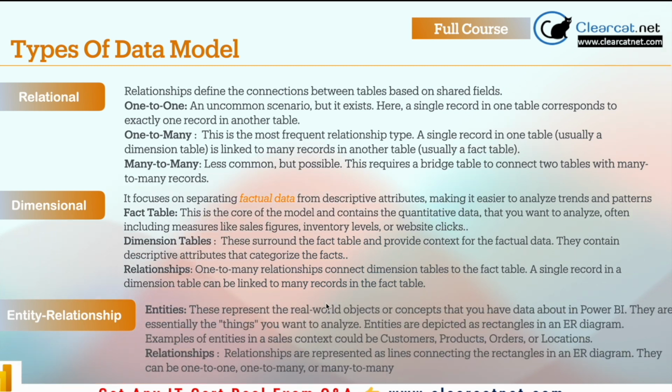Entity relationship. Similarly, entity and relationship. An entity is a kind of real world object like employee, staff, or product, or any other real world thing. For example, entities in the sales context are customer, product, order, or location. So this is an entity, and you can easily recognize it with the help of your table. And the relationship, yes, one to one, one to many, and many to many relationships are there when we create the relationship between the tables.